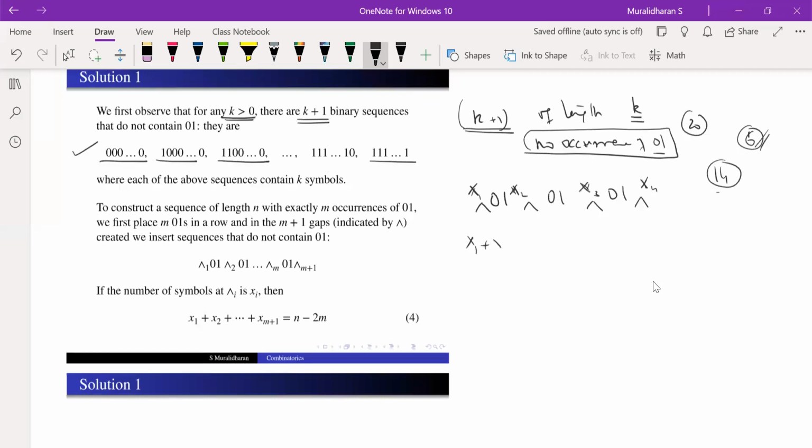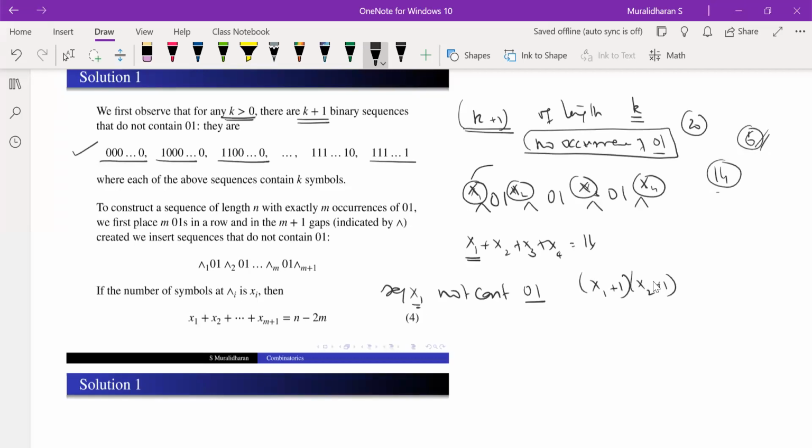So that x1 plus x2 plus x3 plus x4 is 14. But what must each of these blocks be? This should never contain 0 1. This also should not contain 0 1. This also should not contain 0 1. So for this x1 block, if its length is x1 and it does not contain 0 1, how many possibilities are there for such a sequence? I have x1 plus 1 possibilities. Similarly, for this one I have x2 plus 1 possibilities.